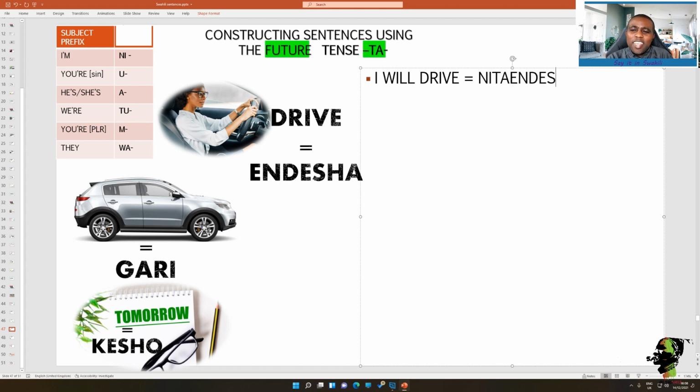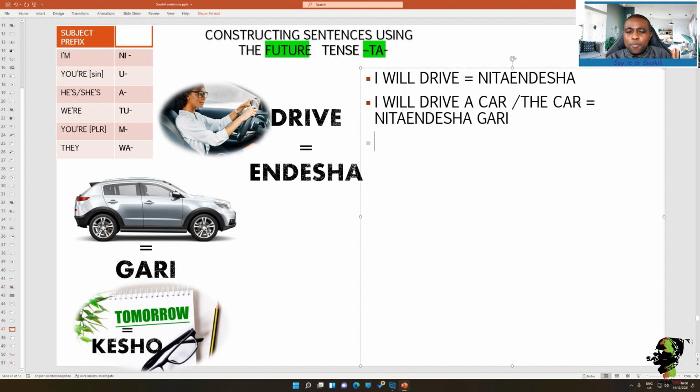Nitaendesha. That was simple, straightforward. Now, let's say, I will drive a car, or the car. Nitaendesha gari. Kiswahili kizuri kabisa. Very good Swahili. Now, let's see if you can construct the second sentence for me. You will drive the car tomorrow. Our sentences are becoming longer and beautiful. Let's hear that sentence from you.